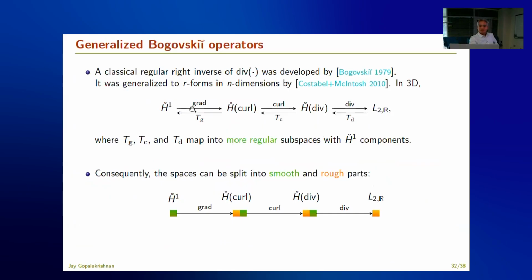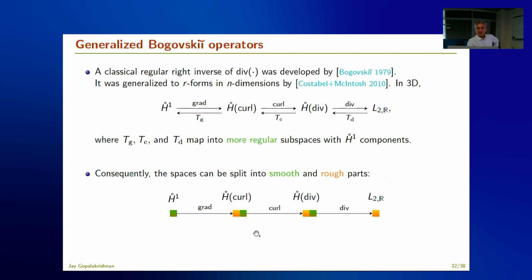So there's a gradient, curl, div, and you can have operators that go the other way. These are Bogovskii-like operators or right inverses of divergence, curl, grad. Knowing that these operators land you into more regular subspaces, this is indicated in the green color, we think of these spaces as compartmentalized into a rough part and a smoother part. Okay, so we say that sometimes the Helmholtz-Hodge decomposition of H-curl is a space of gradients. This is the rough part, and the remaining part is a nice part.